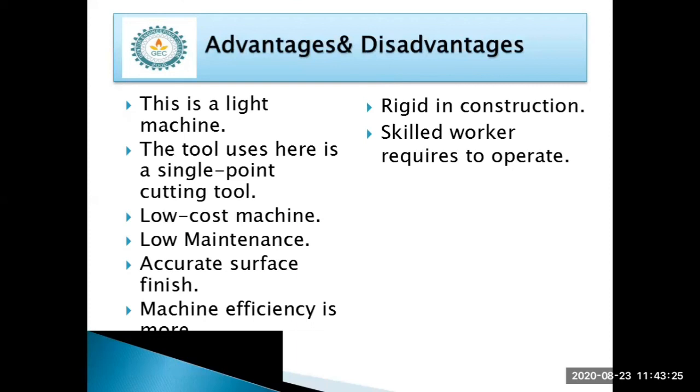And advantages and disadvantages. Advantages of the slotting machine: the design is simple and it is a light machine. The tool used here is a single point cutting tool, and it has low cost and low maintenance, and the accuracy is high and the efficiency is also high. And disadvantages.